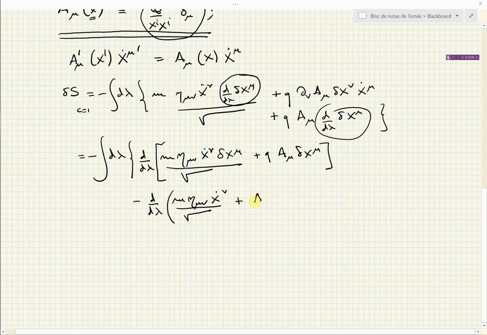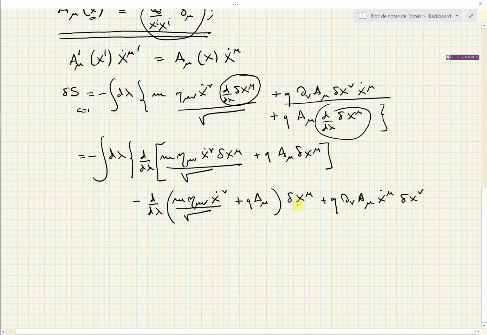A mu, and then with the q, and then delta x mu. And I'm afraid I closed this bracket too soon, because I forgot about this term, which is the one that I don't need to integrate by parts or anything, which is given by this expression.